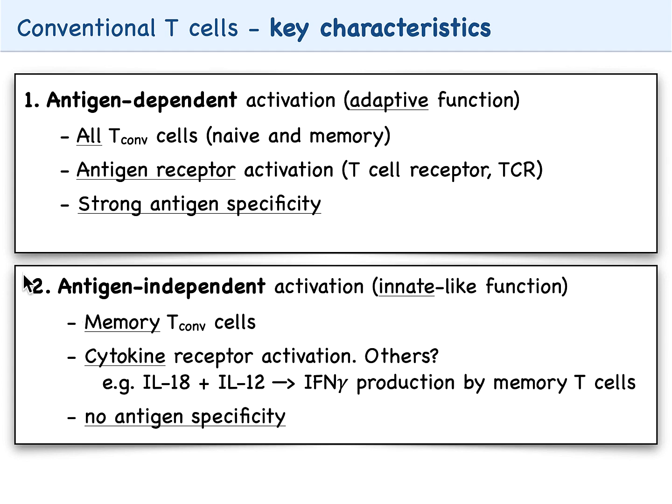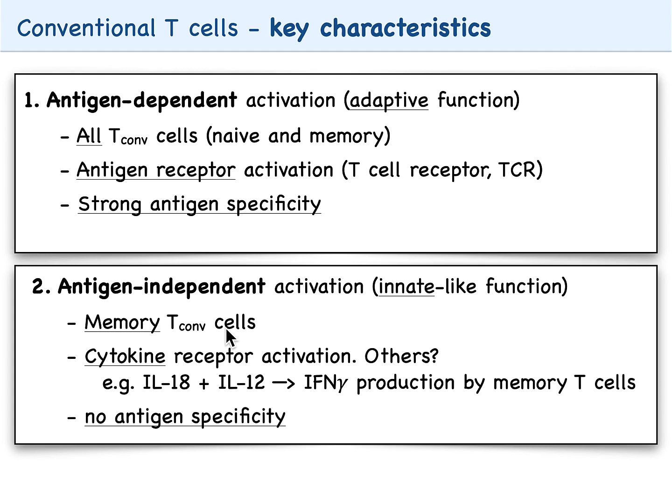The second way that these T cells can be activated is in an antigen-independent fashion. And this is what we call innate-like function. This is relatively new, in the last maybe 5-6 years. Before this, we thought that T cells could be activated only in an antigen-dependent manner, but now we know that they can also be activated in an antigen-independent manner. This can only happen in already activated T cells, either effector T cells or memory conventional T cells.